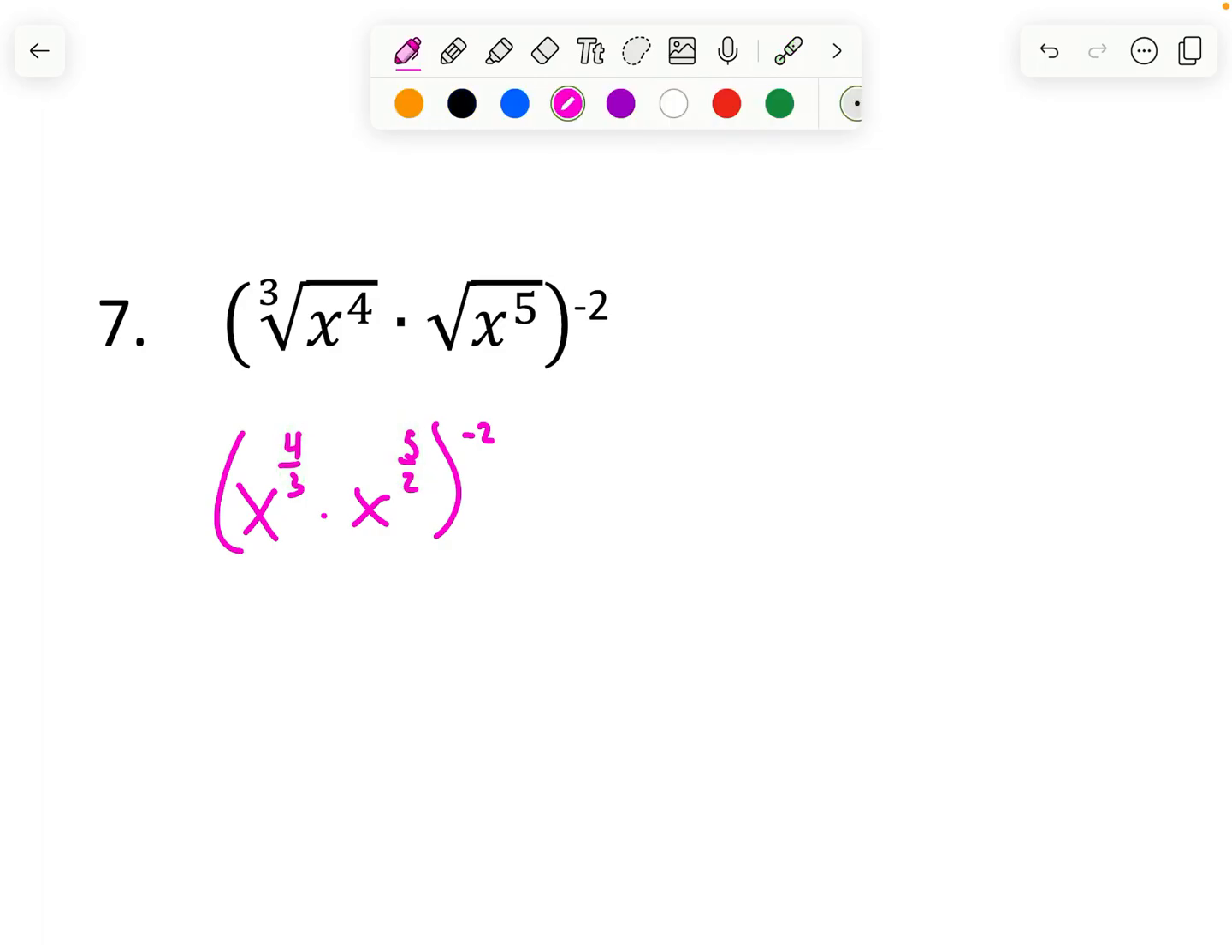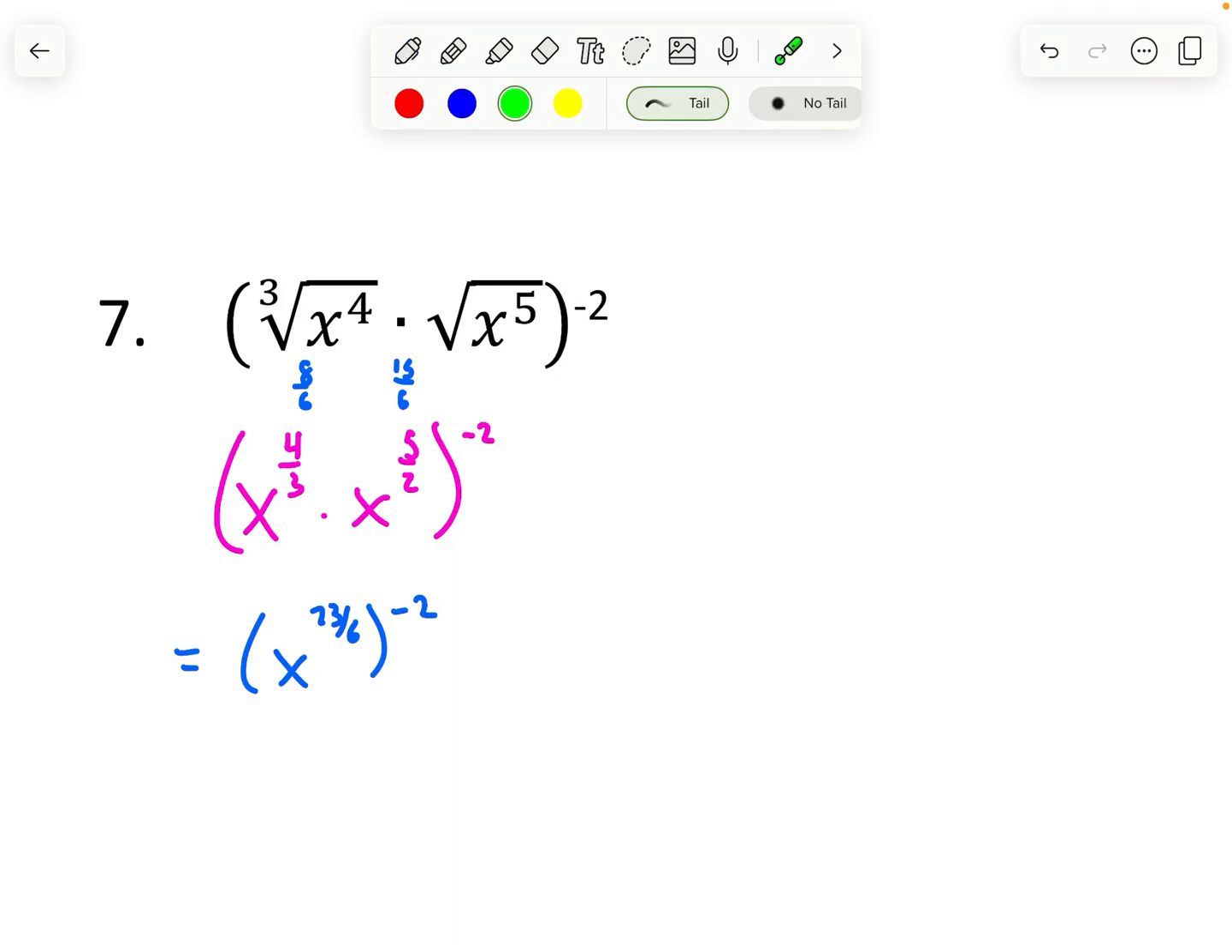So I'm going to add the exponents first just because I figure I'll show it a different way than I showed it last time. So if I add 4/3 and 5/2, 4/3 is 8/6, and 5/2 is 15/6. So I get 23/6. So it's x to the 23/6 to the -2nd.